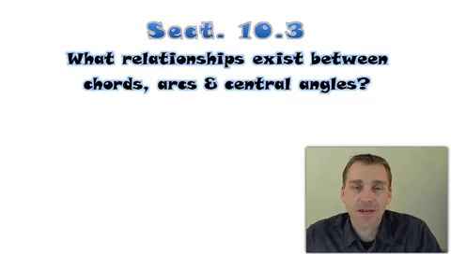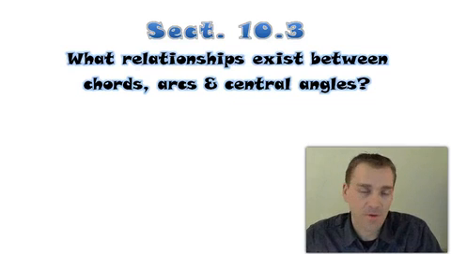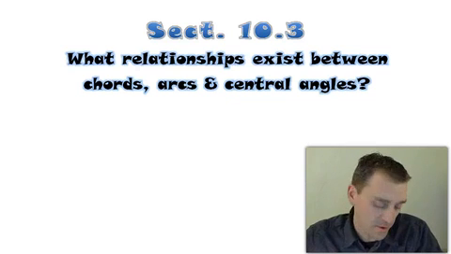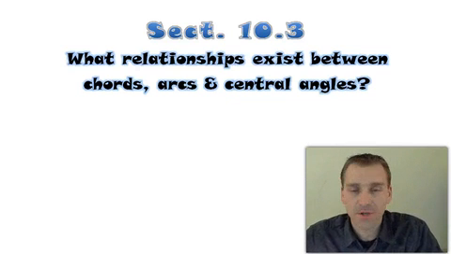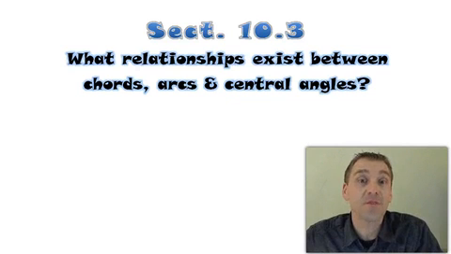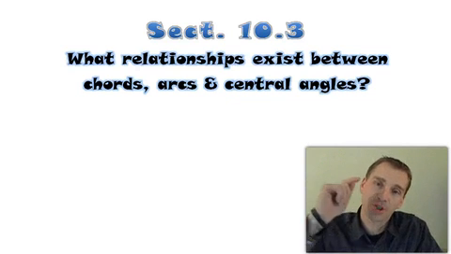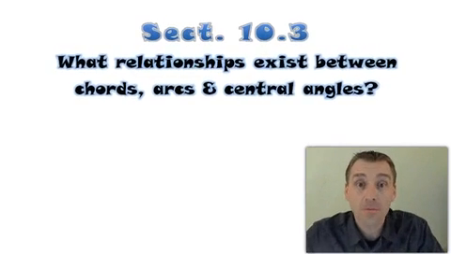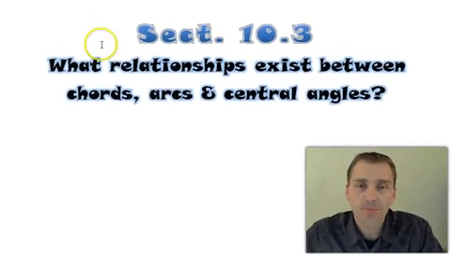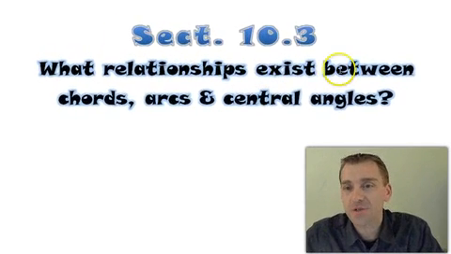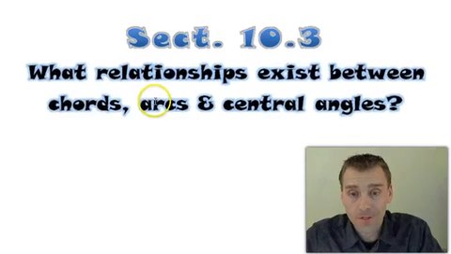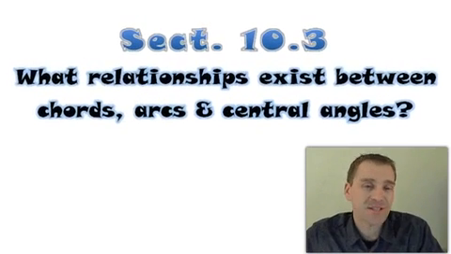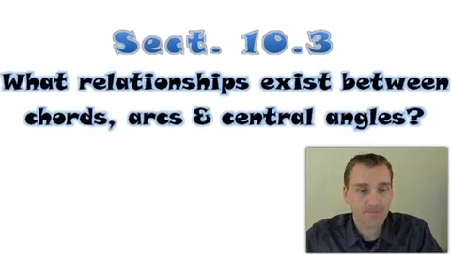Section 3, Chapter 10, and in this section, believe it or not, we've learned a ton of definitions. We've talked about arcs, central angles, chords, minor arc, major arc, semicircle, all that stuff. But in this video lesson, I'm going to show you 6, that's right, count them, 1, 2, 3, 4, 5, and 6 theorems that involve relationships existing between chords, arcs, and central angles. So let's dive into this and show you how it works.